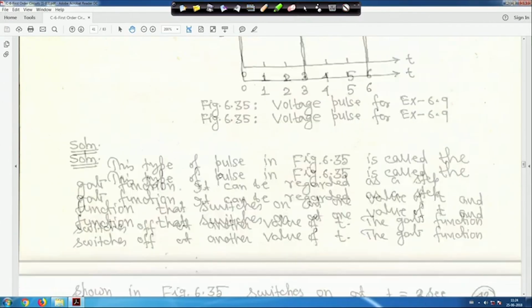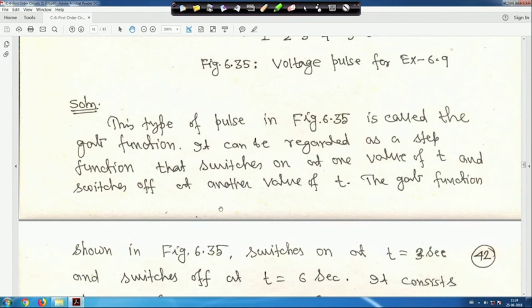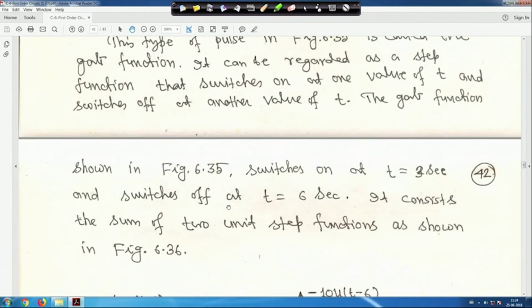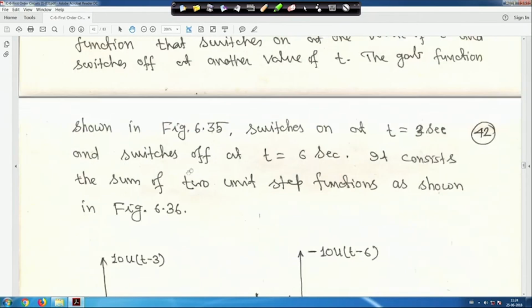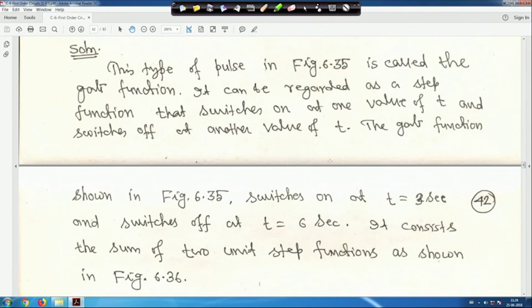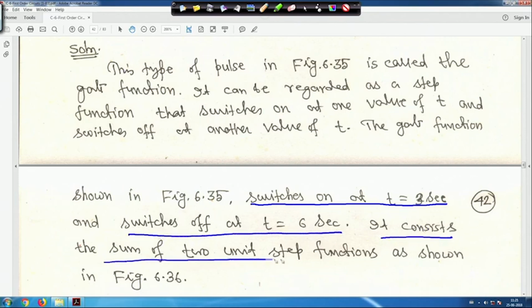All these things are written for you, whatever I am telling. So it is a gate function. It switches on at t equal to 3 seconds and switches off at t equal to 6 seconds. That means it consists of the sum of two unit step functions, as shown in figure 36.